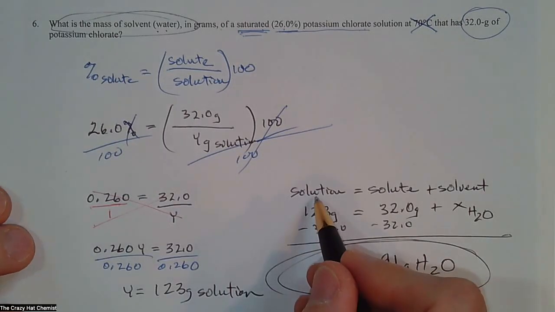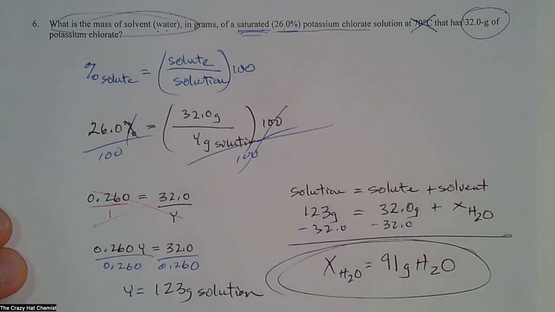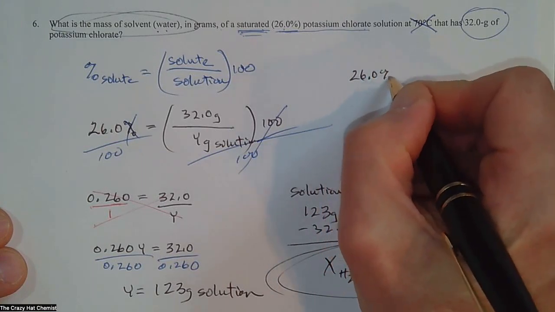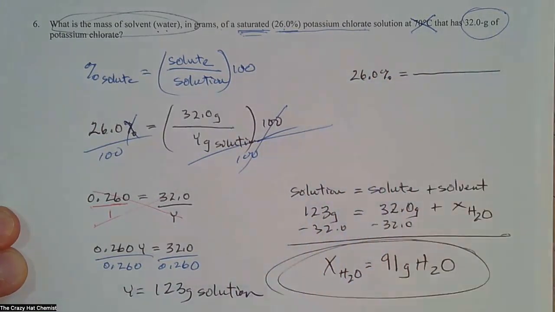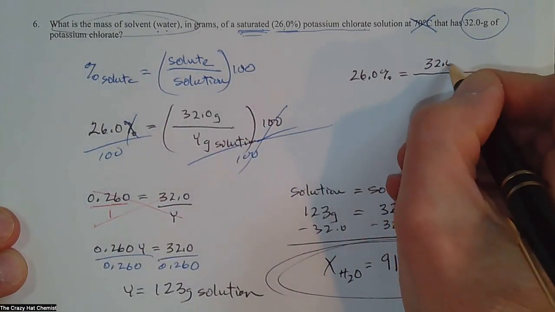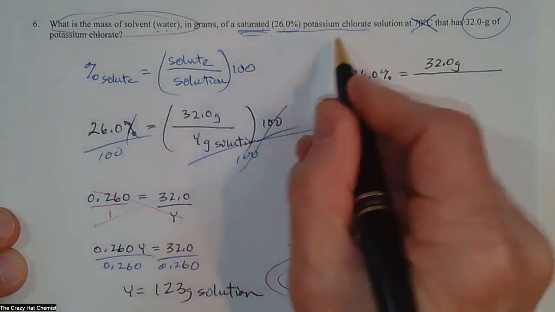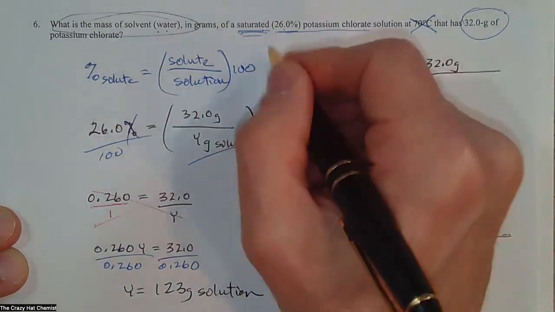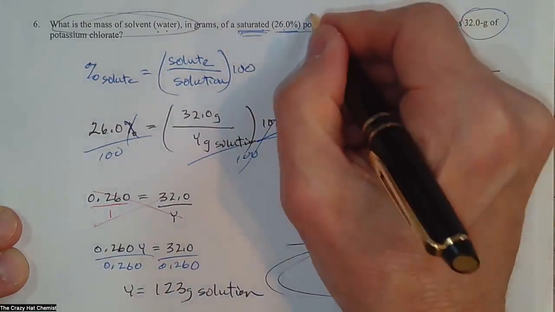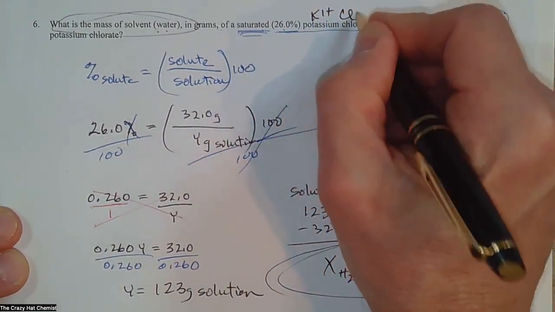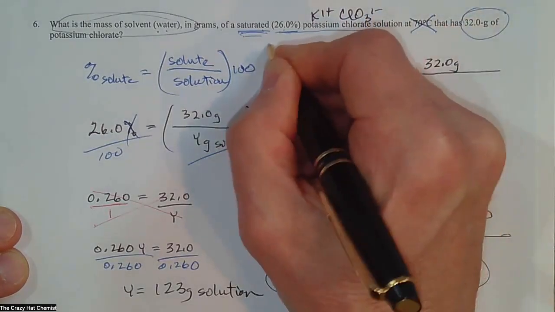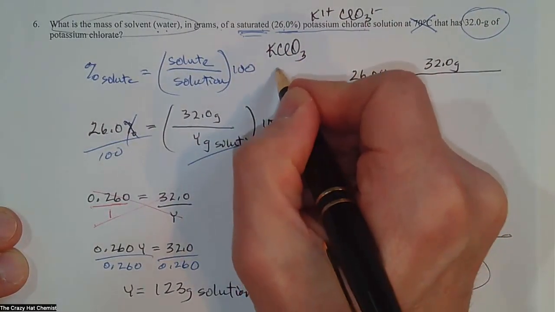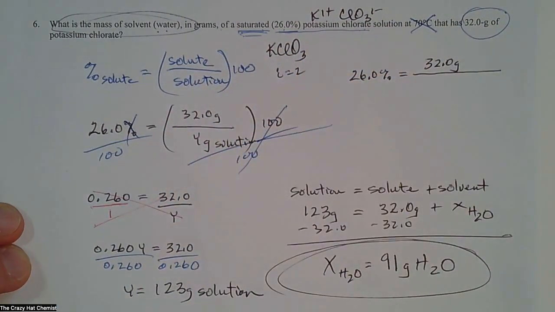So we do know that the solution is equal to the solute plus the solvent. So we have 26.0% is equal to 32.0 grams of the potassium chlorate. And I need to write down that formula here for you in just a second. Let's see, potassium is 1 plus. Chlorate is ClO3 1 minus, so it's KClO3. So there's 1 cation, 1 anion, a Van 't Hoff factor of 2.